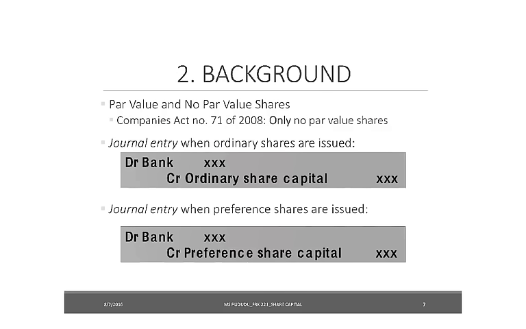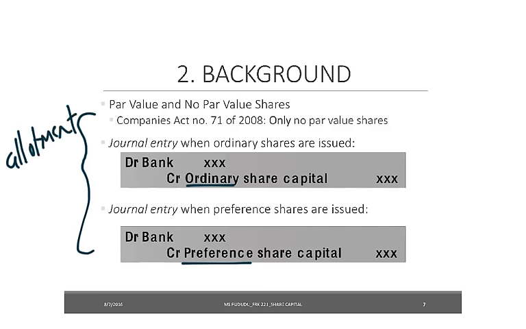When you process a journal entry when shares are issued, typically you will have a debit to bank, generally when shares are issued for cash. Then you'll have a credit to either your ordinary shares or a credit to your preference share, depending on which class of shares was issued. You do also make use of your share allotment account. That is before you finally issue the shares in your share capital account.